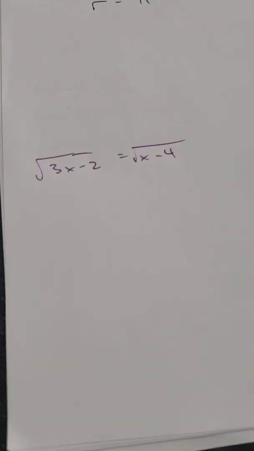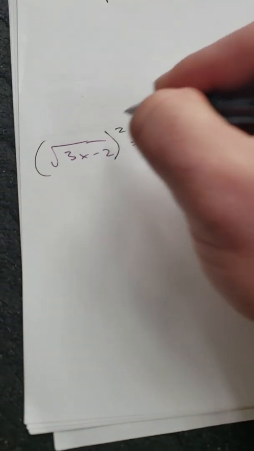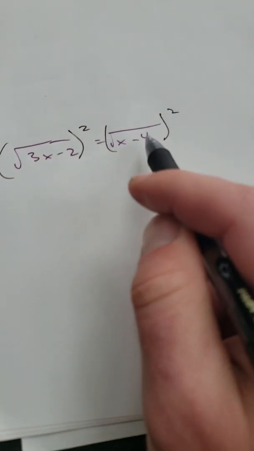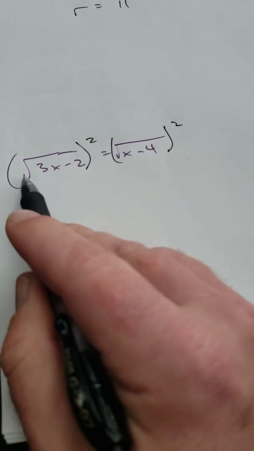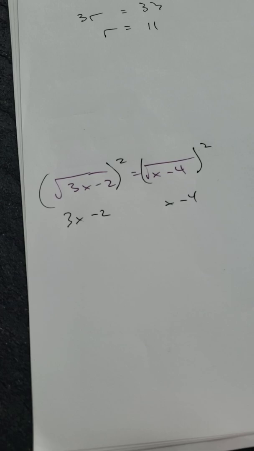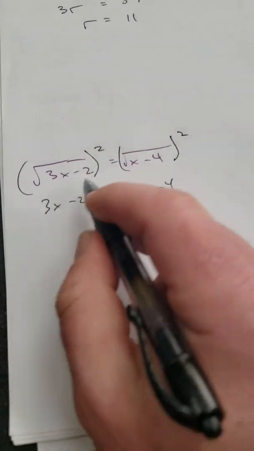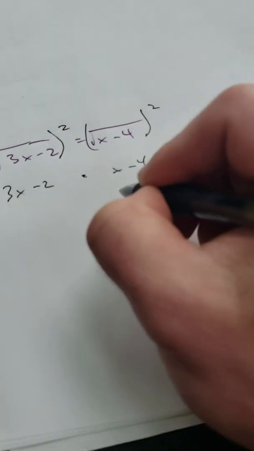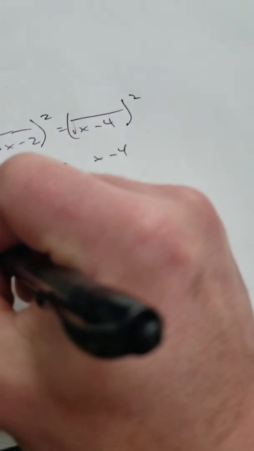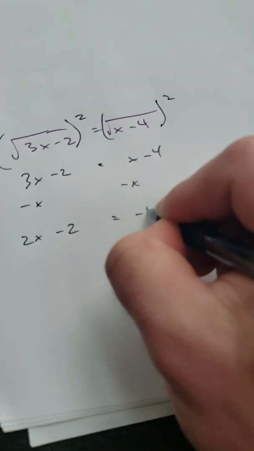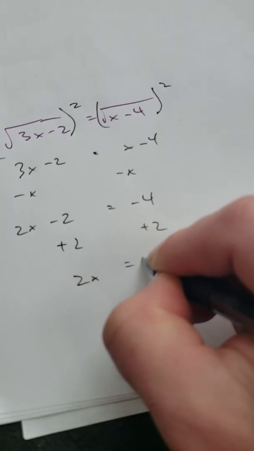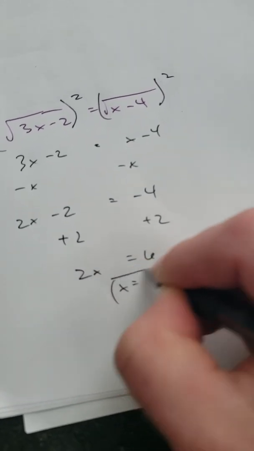Guess what? We're going to do the same thing we've been doing. Square both sides, because what we do to one side, we do to both. And we keep on going. So 3x minus 2 equals x minus 4. Put all your x's on one side, so minus x, plus 2, 2x equals 6, x equals 3.